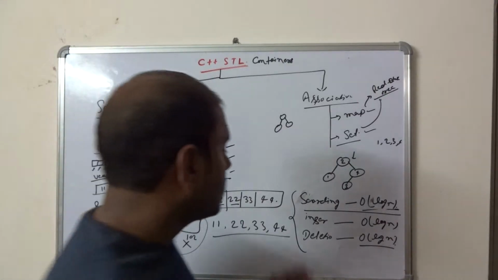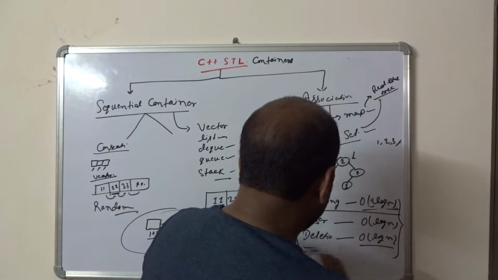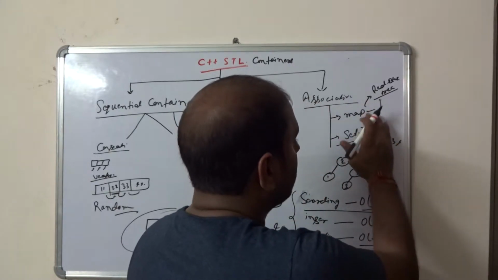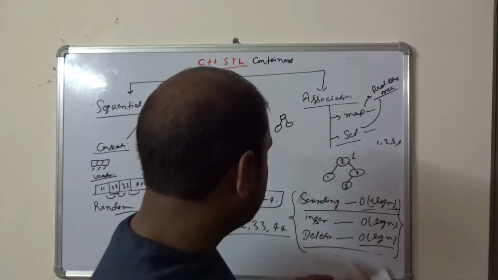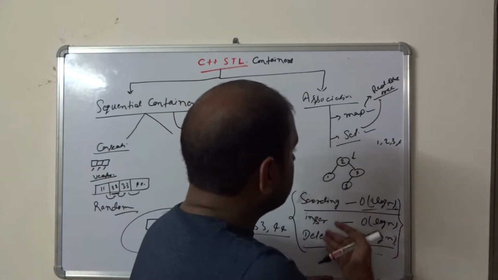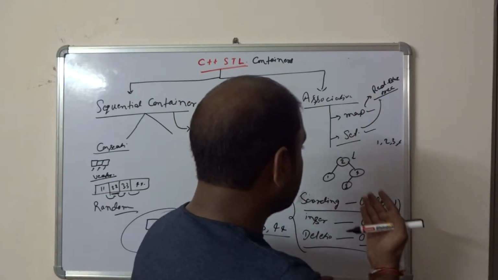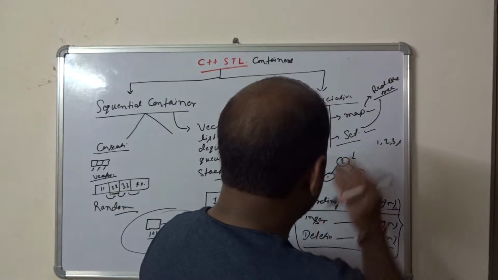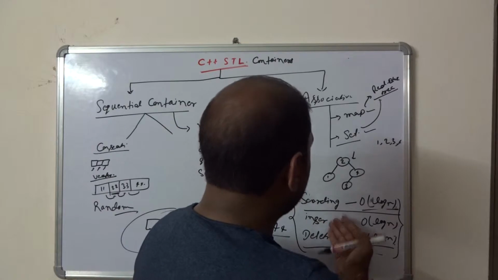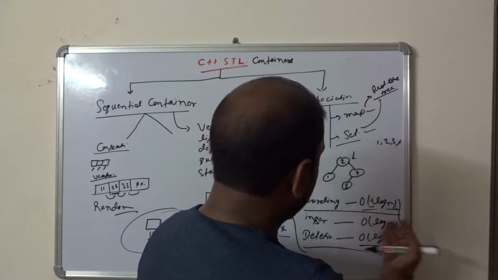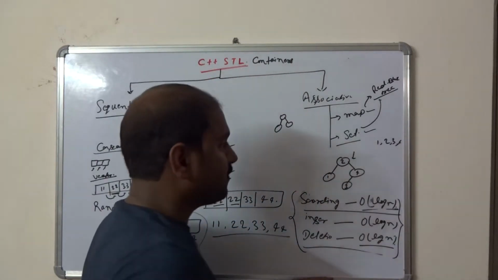Red black tree. This is the property of the red black tree, and the red black tree is used in the map as well as set. So that means the searching complexity of map will be big O of log n. Searching complexity for set is also big O of log n. Insertion for map and set will be big O of log n. Deletion for map and set both is big O of log n.